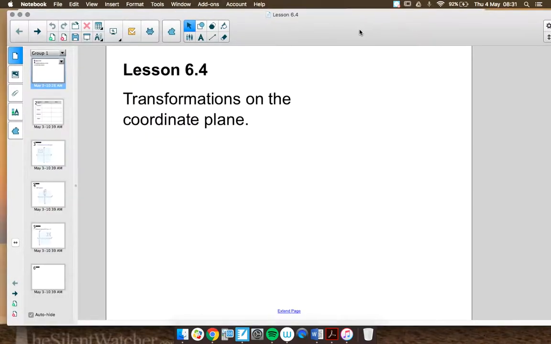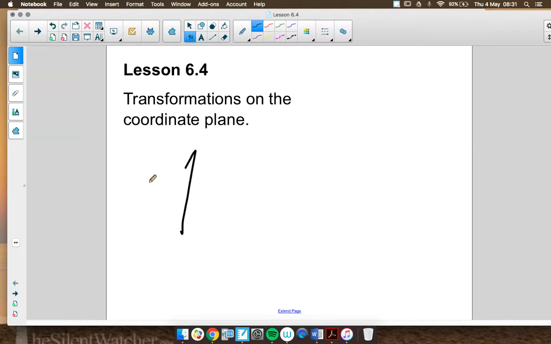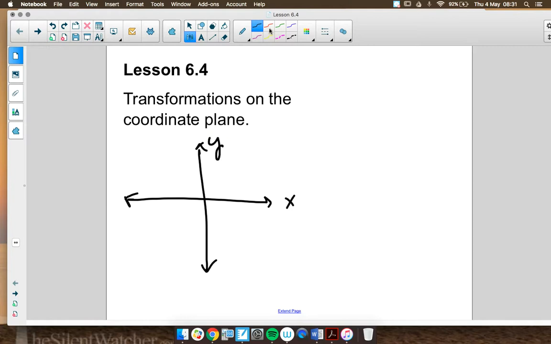Okay, so in this lesson, we're going to talk about transformations on the coordinate plane. So if you have a coordinate plane, right? Sometimes we call those axes or a coordinate plane. Transformations are just different types of movement that takes place on the coordinate plane. It can be moving a shape or it can be moving a function.